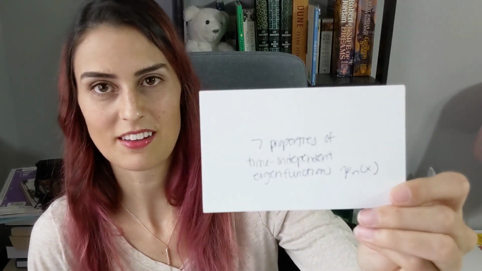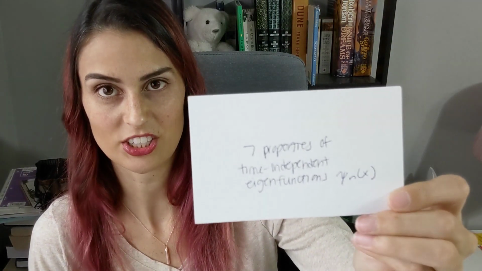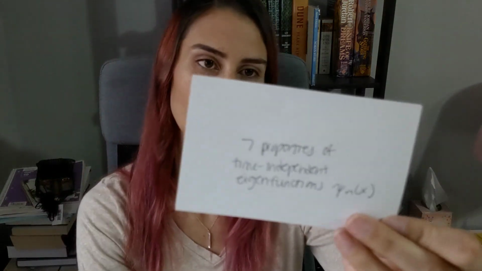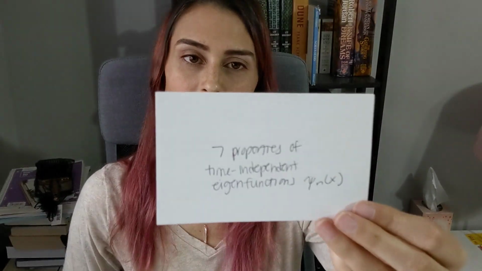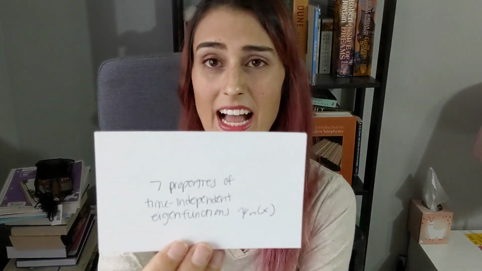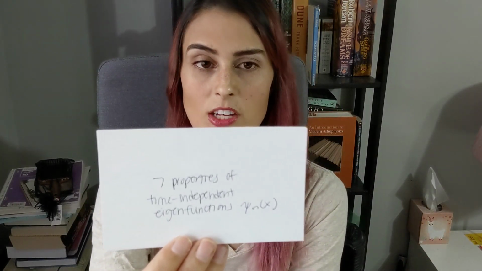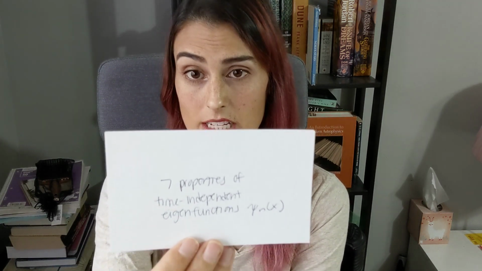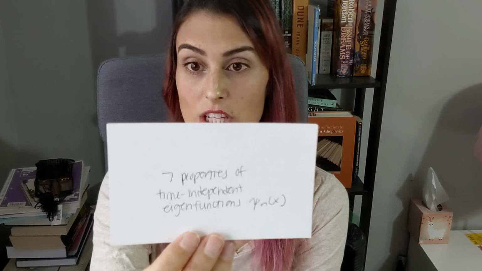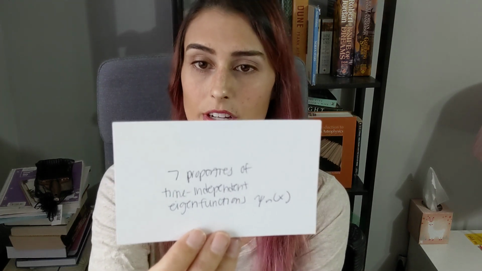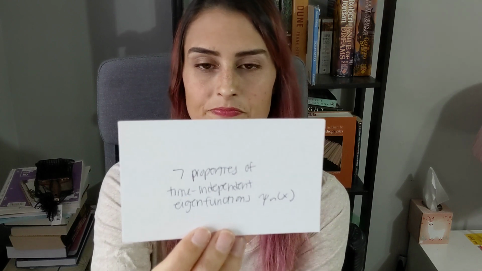Seven properties of time-independent eigenfunctions. So these are little psi sub n of x. Psi sub n for different n are orthogonal. Psi is always continuous. The derivative of psi with respect to x is always continuous except at boundaries where the potential is equal to infinity. Psi can be taken as purely real with no loss of generality.